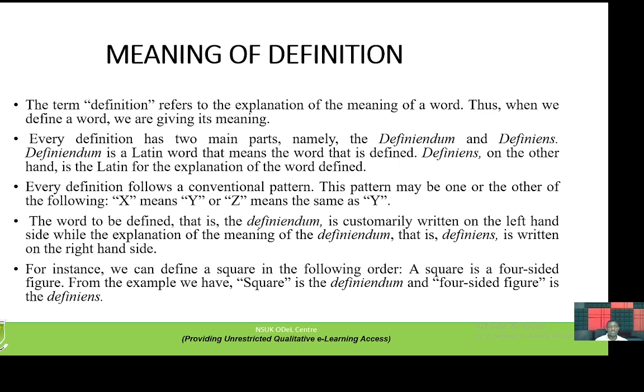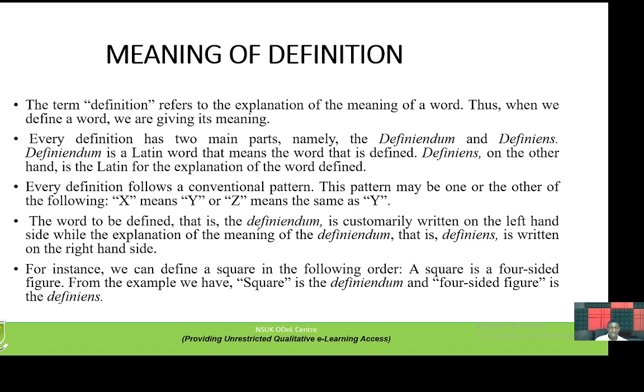So the word to be defined, that is the definiendum, is customarily written on the left hand side, while the explanation of the meaning of the word defined, that is the definiens, is written on the right hand side. So we have made it clear that the definiendum is always on the left, while the definiens is always on the right.